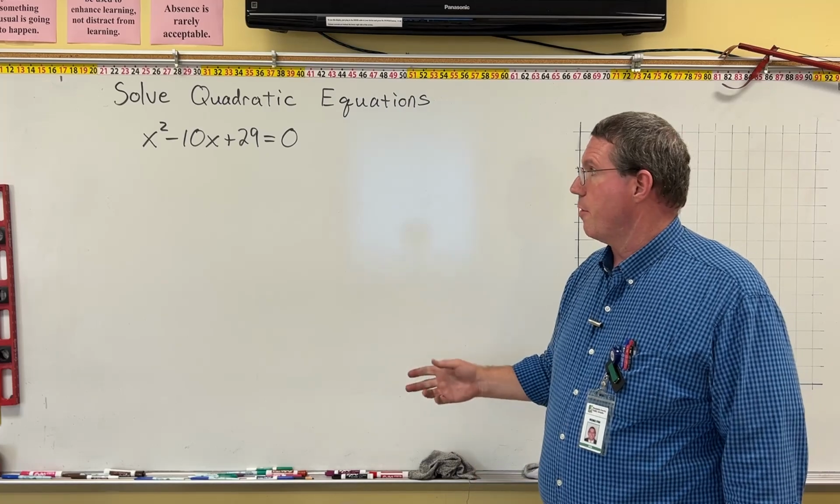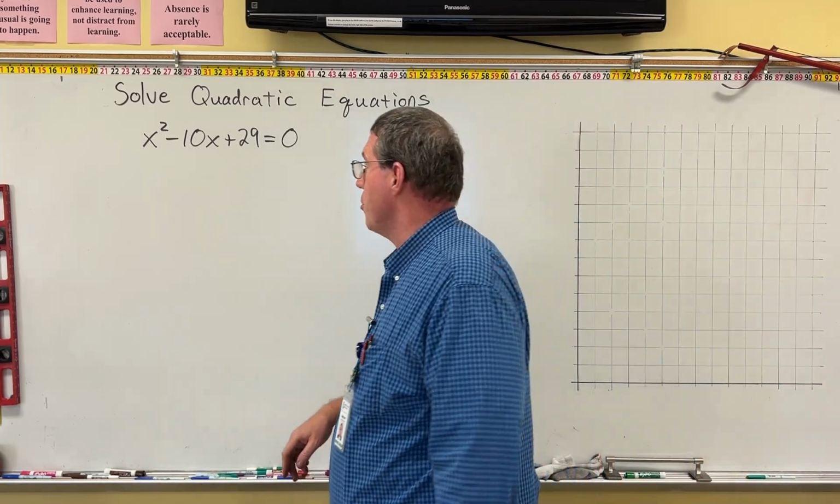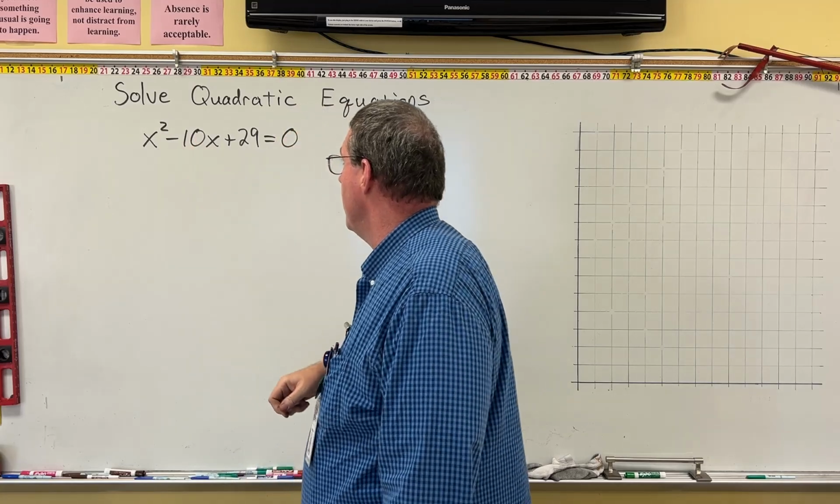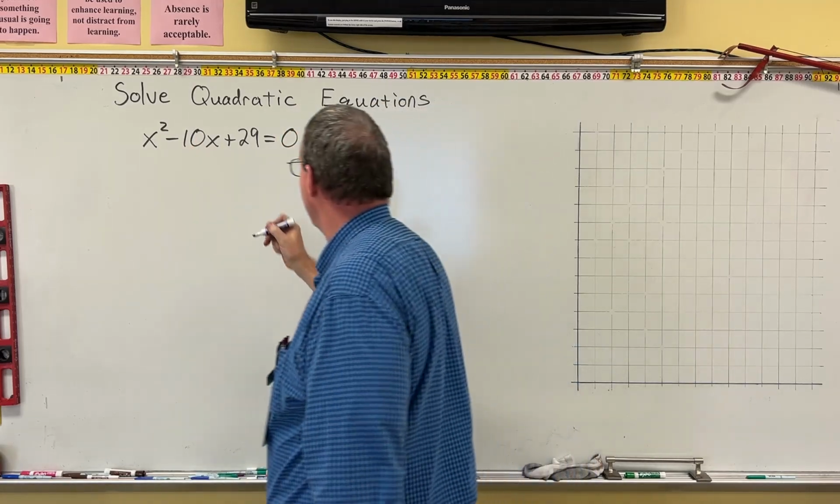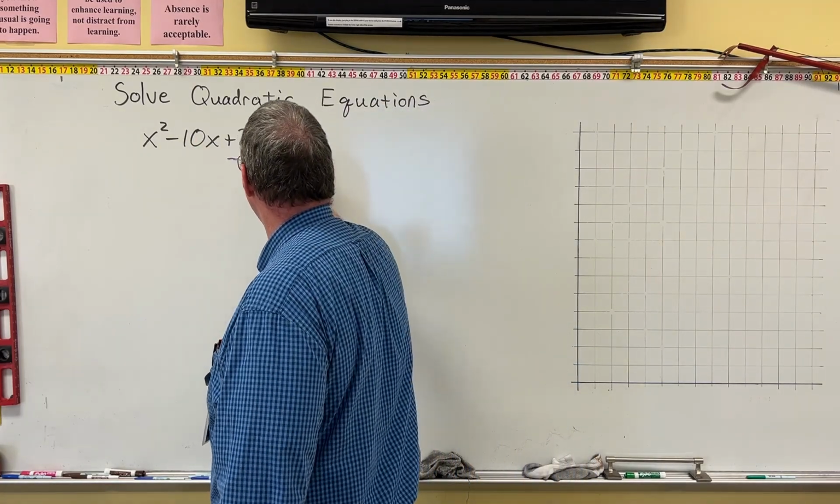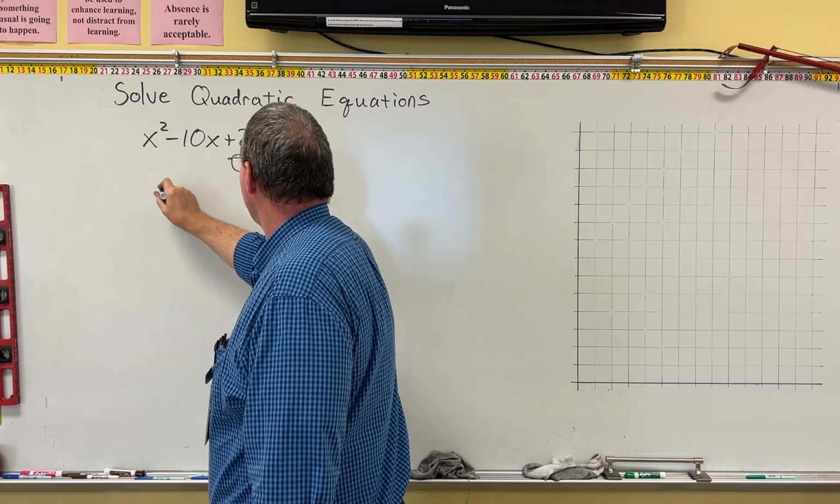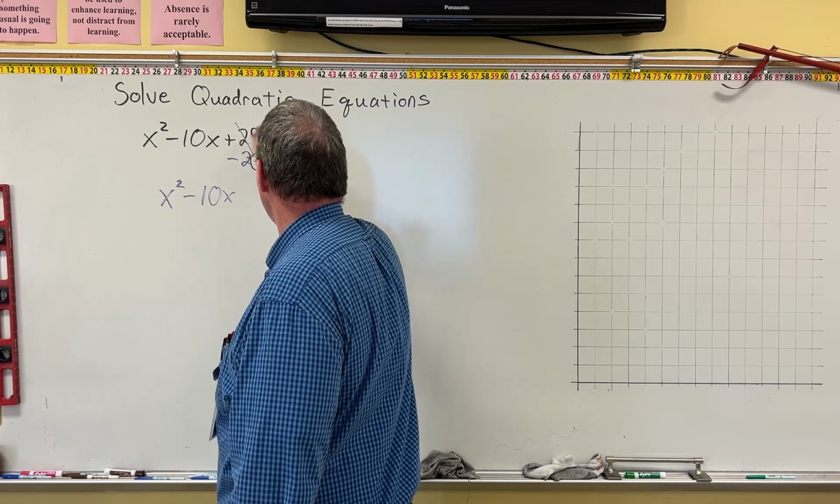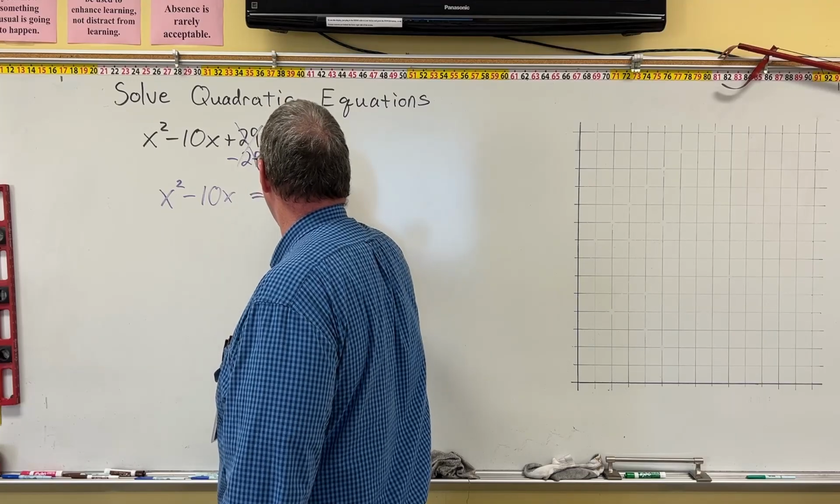All right, so here's another one that's really good for completing the square. The lead coefficient is 1. The middle term is even. So let's go ahead and complete the square here. First thing we're going to do is subtract 29 from both sides. We're going to get x squared minus 10x. This cancels, is equal to negative 29.